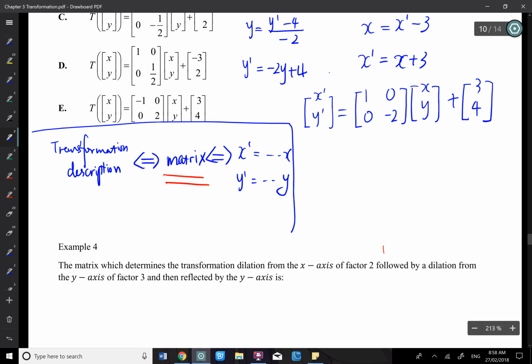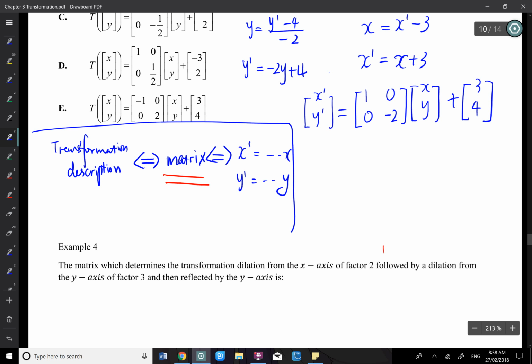Okay, that's my transformation matrix. Because there's no factor in front of x, but there's a factor of negative 2 in front of y, I need to change the y. So I'll make the 1 become negative 2 at the red corner here, and then I'll add a 3 and add a 4.